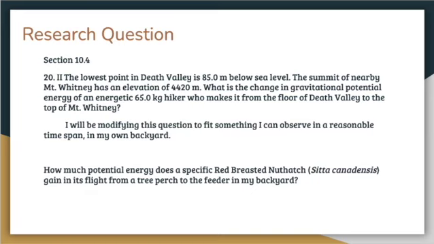So I decided to essentially apply the same principles to a tiny little bird that I found in my backyard. The question that I've decided to answer is, how much potential energy does a specific red-breasted nuthatch gain in its flight from a tree perch to the feeder in my backyard?